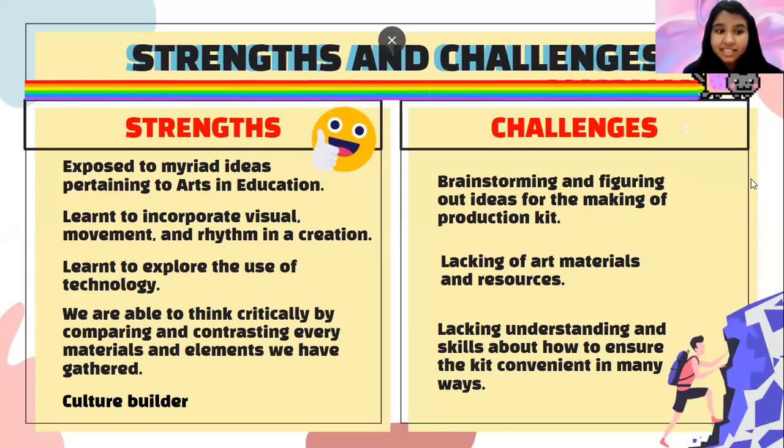As for the strengths, we were given a wide range of opportunities to sharpen our skills in various aspects. Such aspects include learning to incorporate visual, movement, and rhythm in a creation. As a learning product, we were able to understand the importance of these three elements in the teaching and learning process. In addition to that, we were also able to elevate our ICT skills. During this course, we explored and ventured into the world of technology and creativity. In short, we learned about incorporating visuals, music, movement, rhythm, technology, and also language as one learning source.